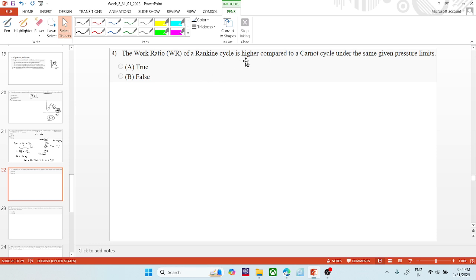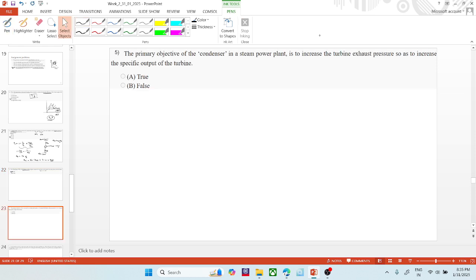Next, the work ratio of a Rankine cycle is higher compared to Carnot cycle under the same pressure limits. So this statement is true, as we have seen that while switching to Rankine cycle from the Carnot cycle, the work ratio is increased. However, the efficiency is decreased. But here we want more work, so we use the Rankine cycle only. Even the Carnot cycle is not feasible, for a number of reasons as we have learned and seen in the previous lectures.